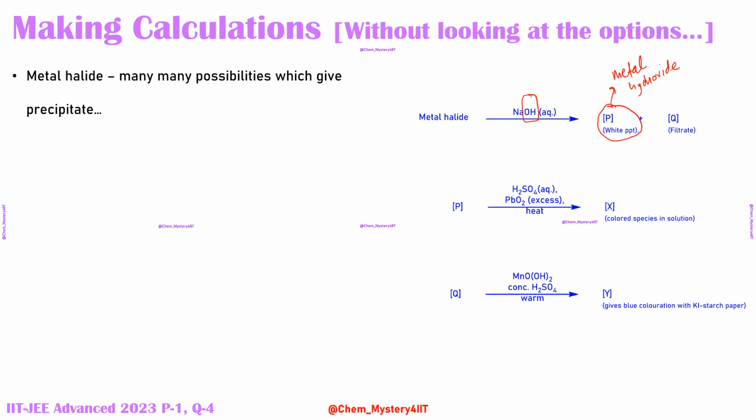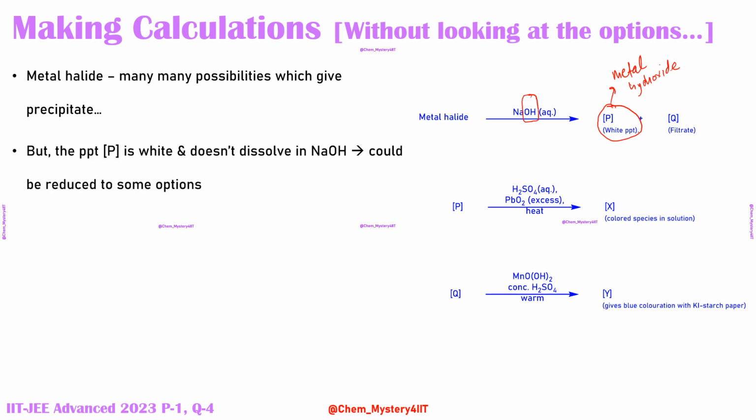So this is giving a precipitate, and it is understood that the precipitate P is not going to dissolve in sodium hydroxide, because if it is dissolving, then P will no longer survive. This will convert into some kind of soluble species, whatever could be possible. So first thing, P is white. Second thing, this is not dissolving in sodium hydroxide. That is enough of a clue which can help us zero in on one particular option.